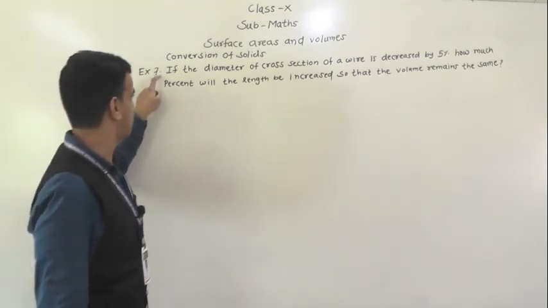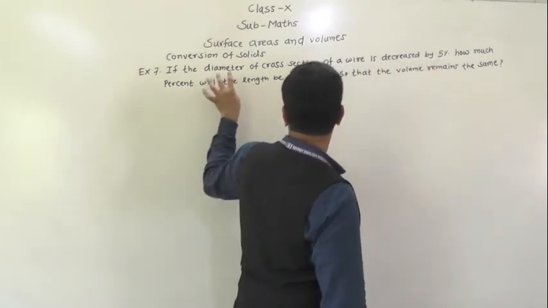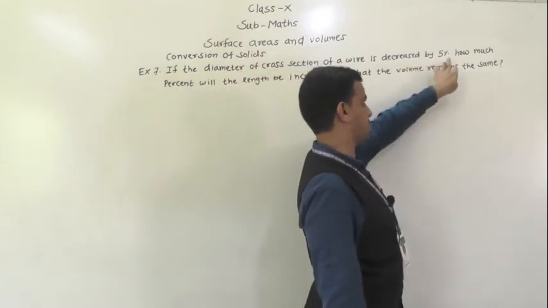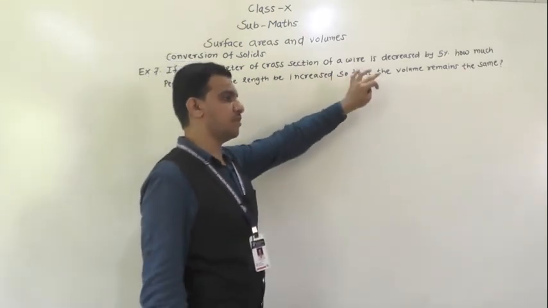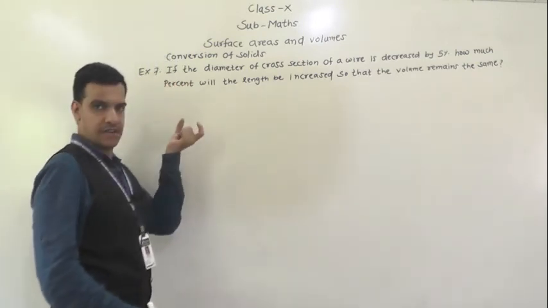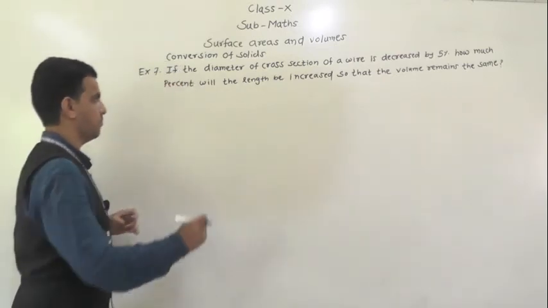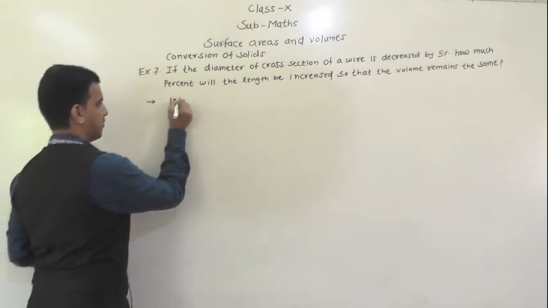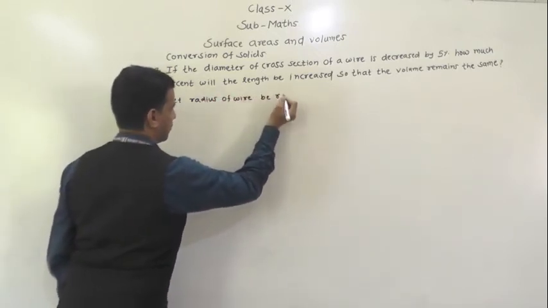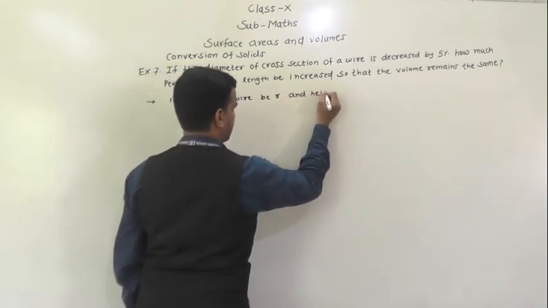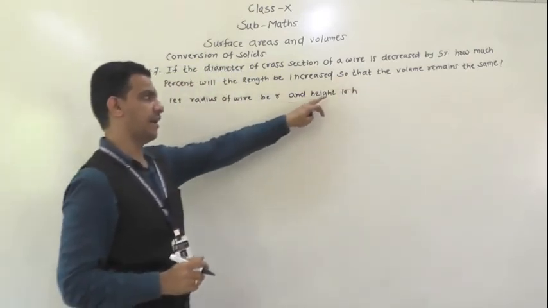The next example is: if the diameter of the cross section of a wire is decreased by 5%, how much percent will the length be increased so that the volume remains the same? If we decrease the diameter by 5%, how much percent must the length be increased so that the volume remains same? First we suppose that the radius of the wire is R and the height of the wire is H.